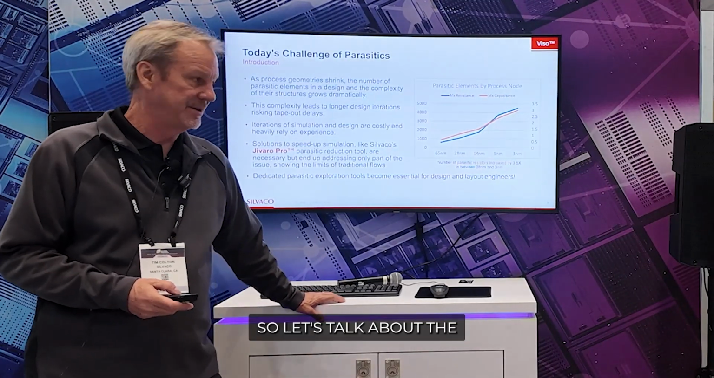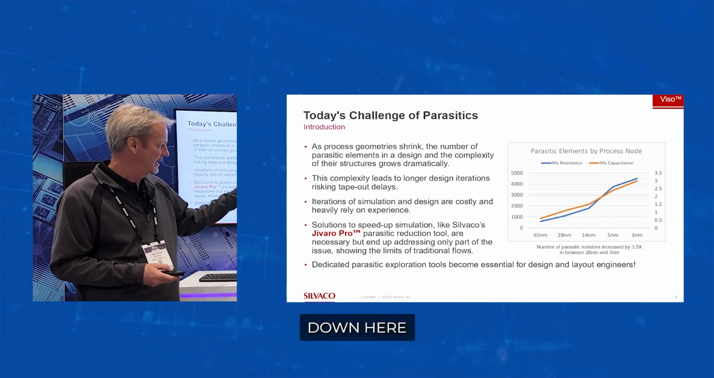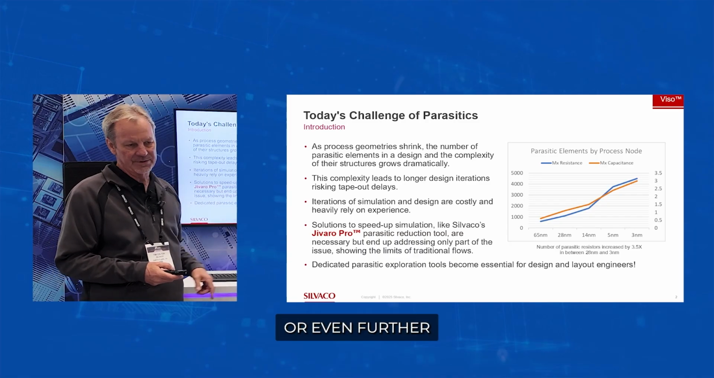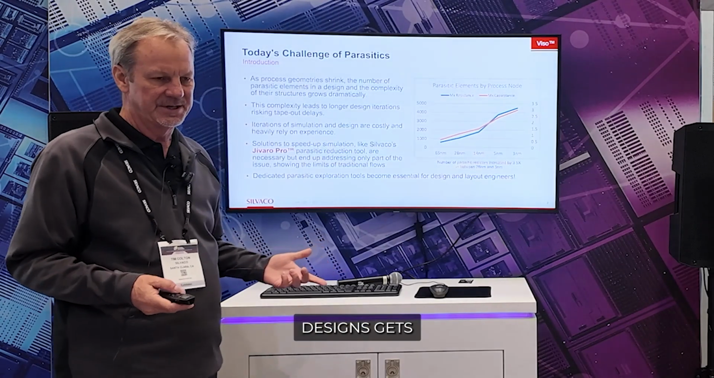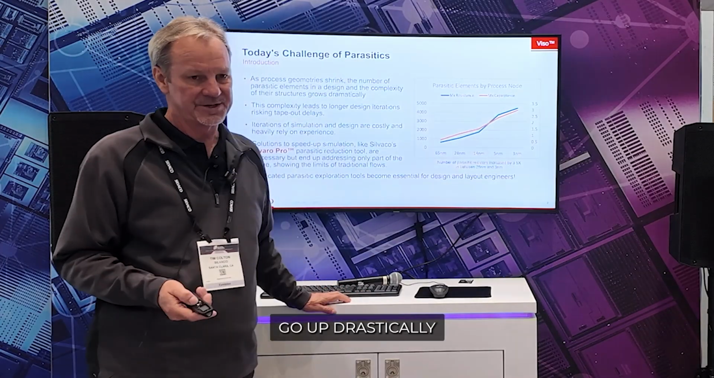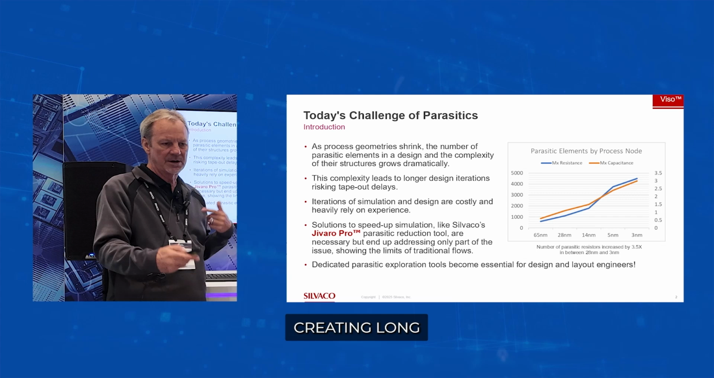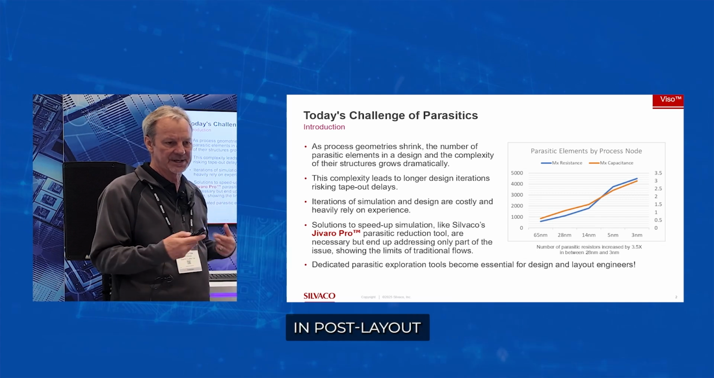Okay, so let's talk about the problem statement. As we dive down into the smaller nodes, from 65 nanometers to 3 or even further, the complexity of the designs goes up drastically, and along with that, the parasitics also go up drastically. What we're finding is that it's risking tape-out delays, and it's creating long iterations in post-layout simulations.